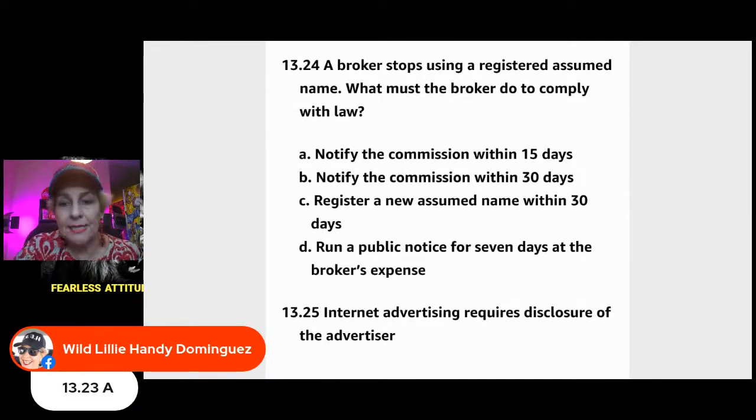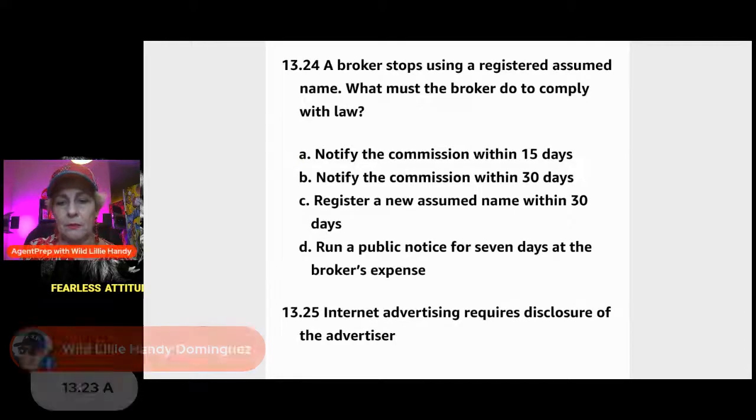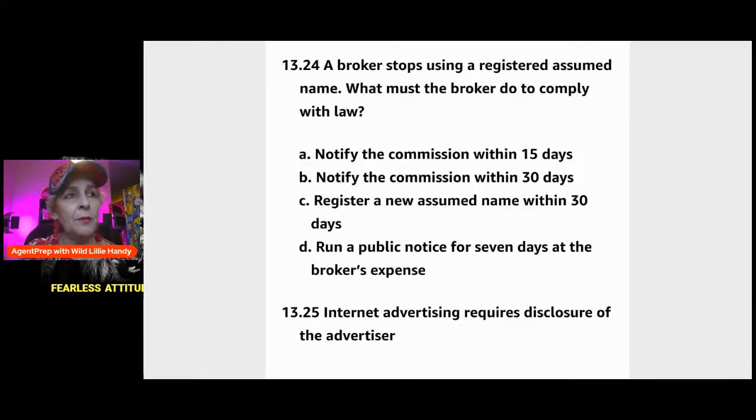All right, number 34. A broker stops using a registered assumed name, a DBA. What must the broker do to comply with law? A, nothing. Notify the commission within 15 days. I don't know where I read nothing. B, notify the commission within 30 days. C, register a new assumed name within 30 days. Or D, run a public notice for 7 days at the broker's expense.